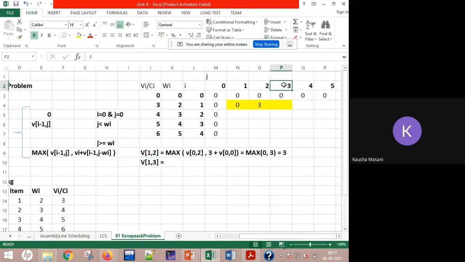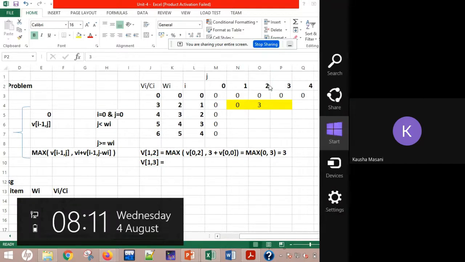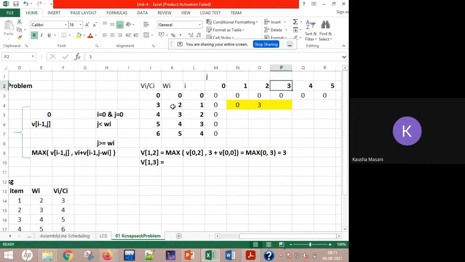See, this is your J value. And this is the weight. This is the weight we are comparing. Okay. So J value is greater than your weight. That's why we will again go with the max formula. Compute, everyone. Max of, again, V of I minus 1. What is I? Again 1. So 1 minus 1, it is 0. Comma J. What is J? 3. Okay.